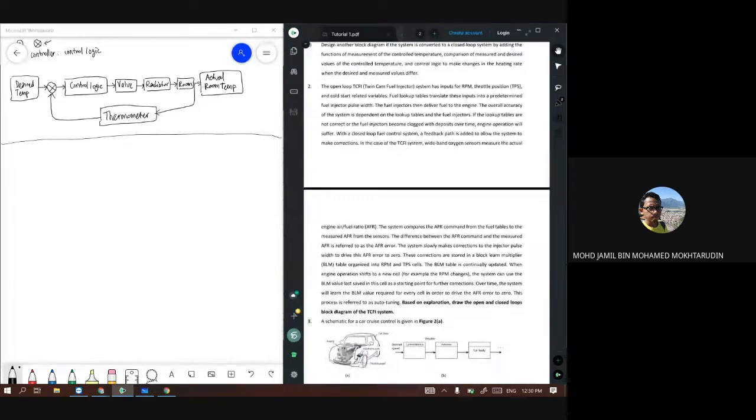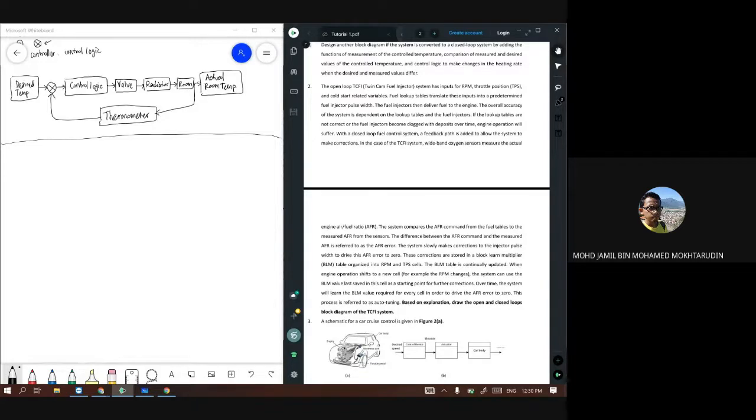Okay, so question number 2 is quite lengthy. Okay, so the open loop TCFI twin cam fuel injector system has inputs for RPM, throttle positions, and cold start related variables. Fuel lookup tables translate these inputs into a predetermined fuel injector pulse width. The fuel injectors then deliver fuel to the engine.